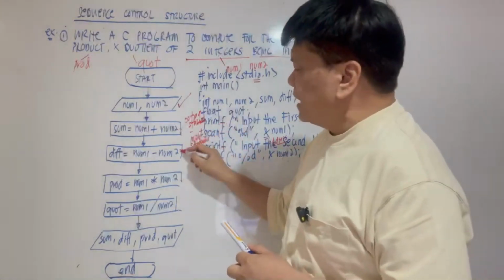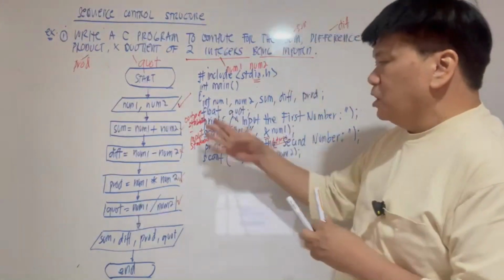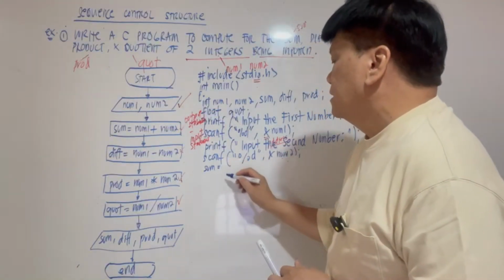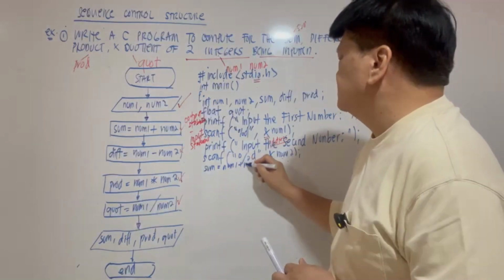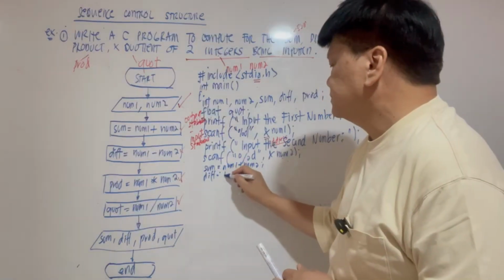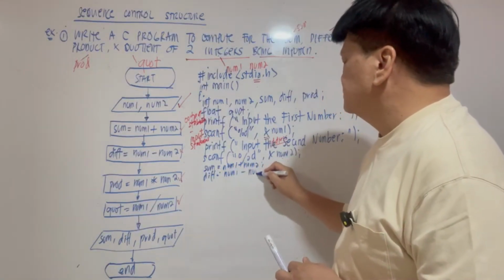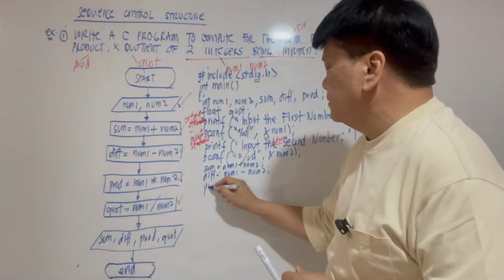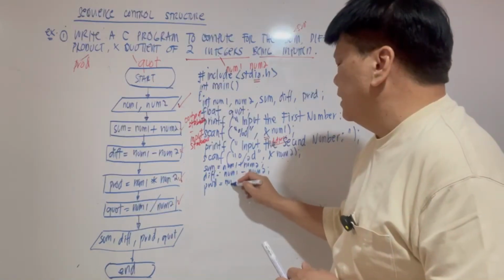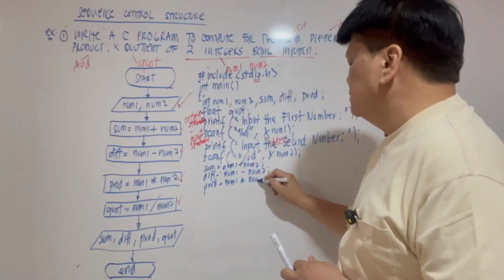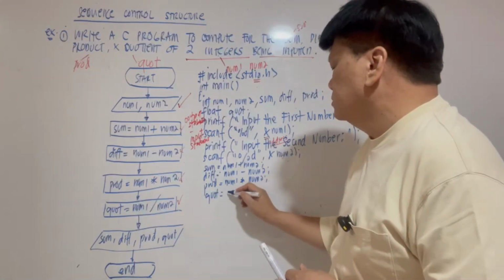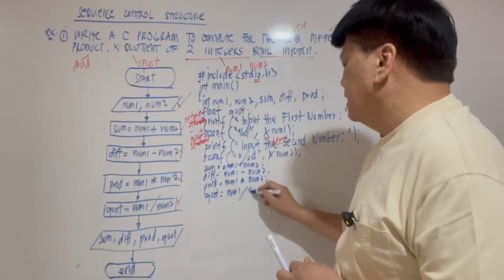Now let us go to the processing. Let's put all the formulas here. Sum is num1 plus num2. Then you have the diff, num1 minus num2. Then we have the prod, so you have there num1 times num2. Then the quotient, quote, num1 divided by num2.